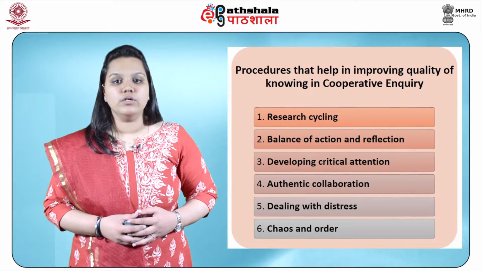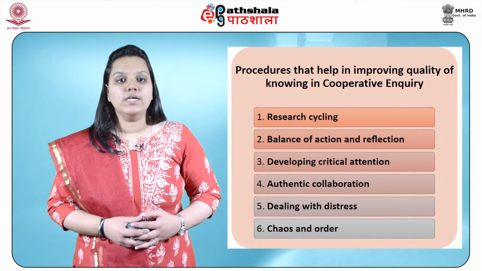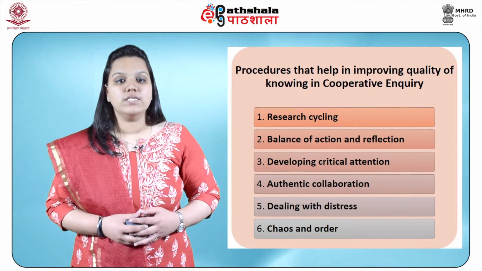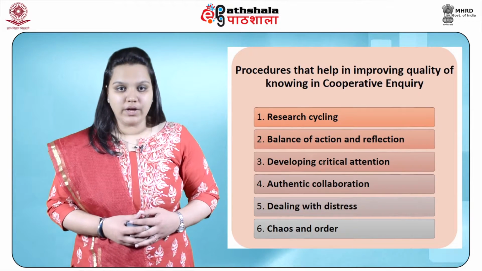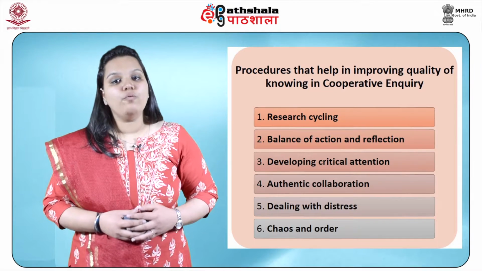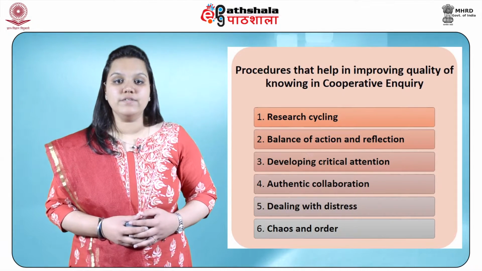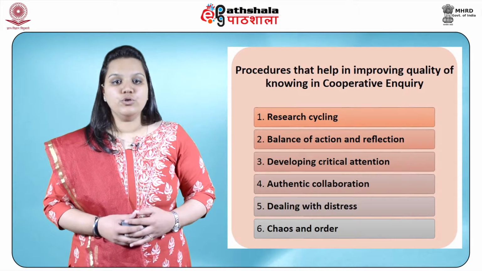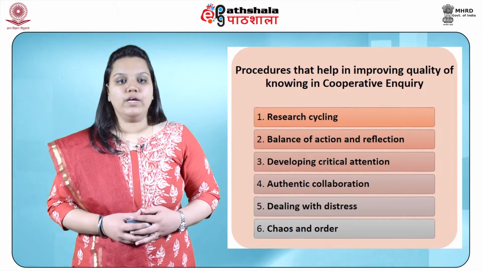When co-researchers look at the same issues several times in order to gain more details, then the research cycling is convergent. Whereas, if co-researchers focus on different issues on successive cycles, then the research cycle is divergent. 2. Balance of action and reflection.